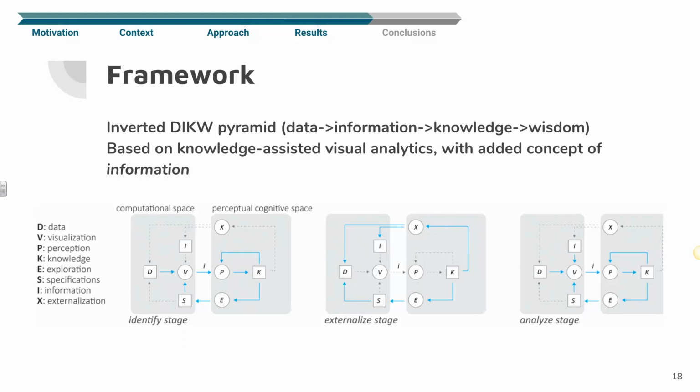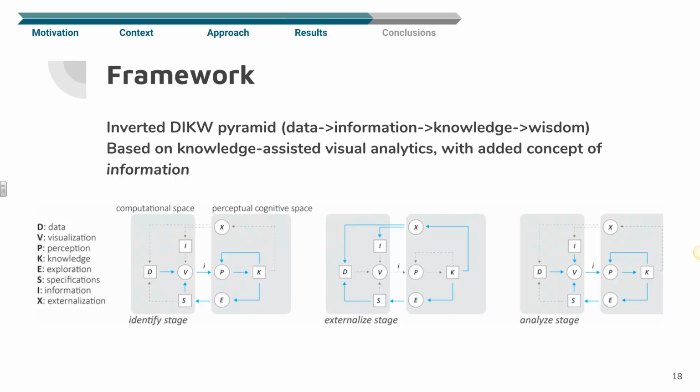So they used this idea of a DIKW pyramid, which is basically just that data is transformed into information, is transformed into knowledge, and then into wisdom. And they said that if we just flip that pyramid upside down, we can model the process for error externalization. So experts have this wisdom, they transfer it into knowledge, into information, and then it's codified into data. And they use a knowledge-assisted visual analytics and added the concept of information.